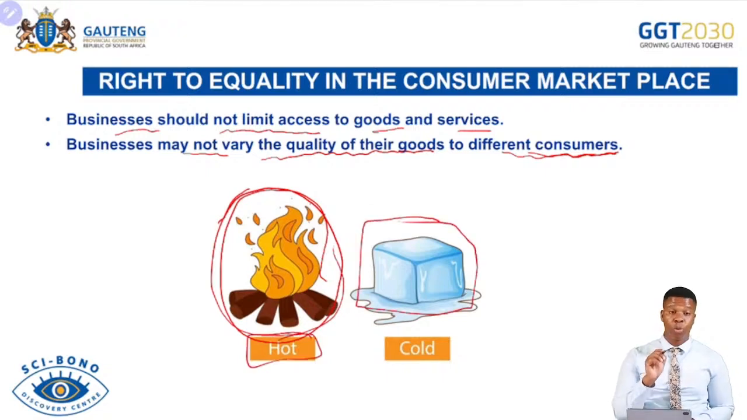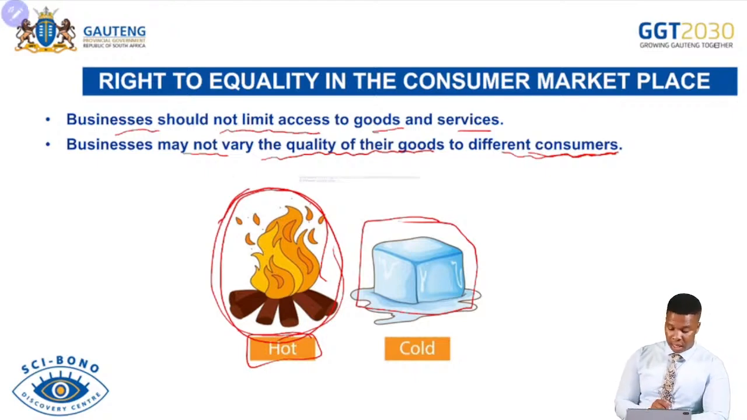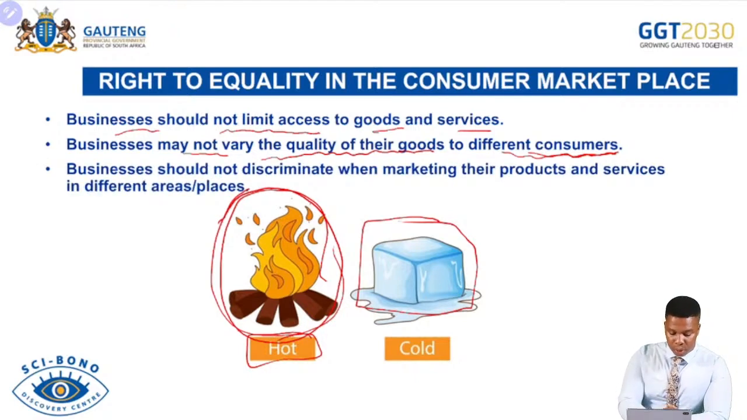So everyone should experience the same quality, and hence we say businesses should standardize their product to ensure that consumers are safe. Or if they do not do that, then they would be a non-complying company, and we know that if you do not comply, there are heavy fines that can be paid. And then as we proceed, businesses should not discriminate when marketing their products and services in different areas or places.